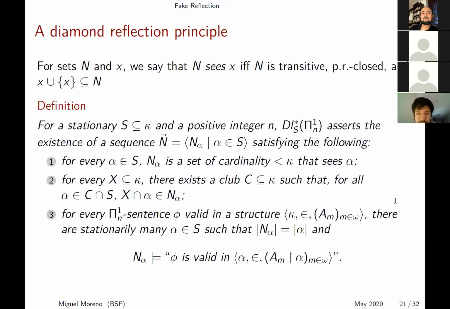So now, tell me. So this 3 is somehow given some kind of pi1 indescribability, yeah, very strong. No, it's much stronger than indescribability, because you don't just reflect something below your kappa, but to stationary many alphas, where somehow, if the formula holds above, then it also holds below.